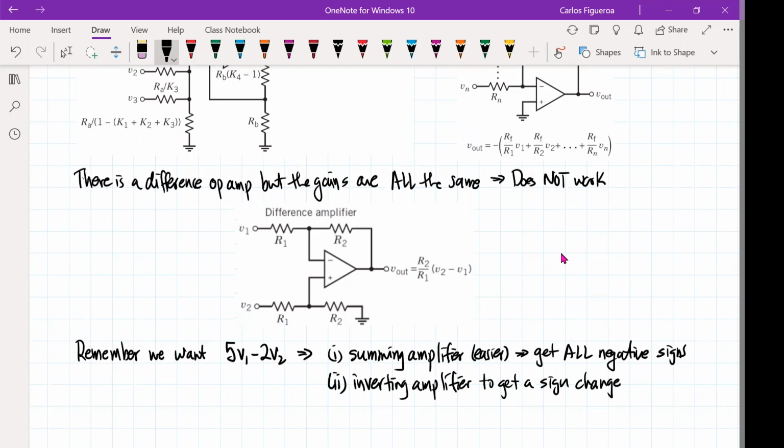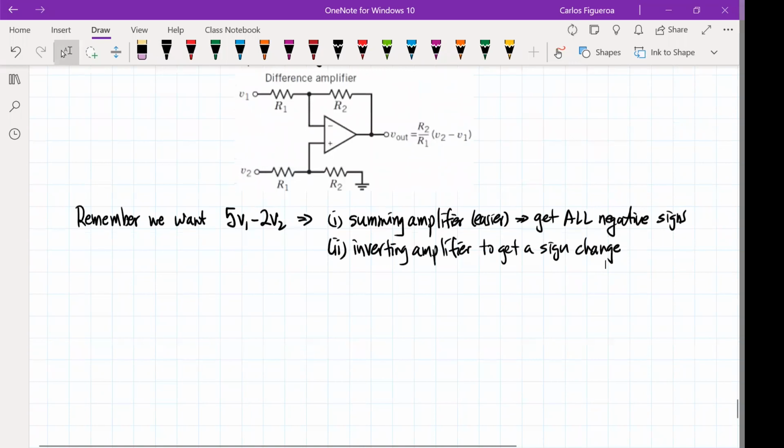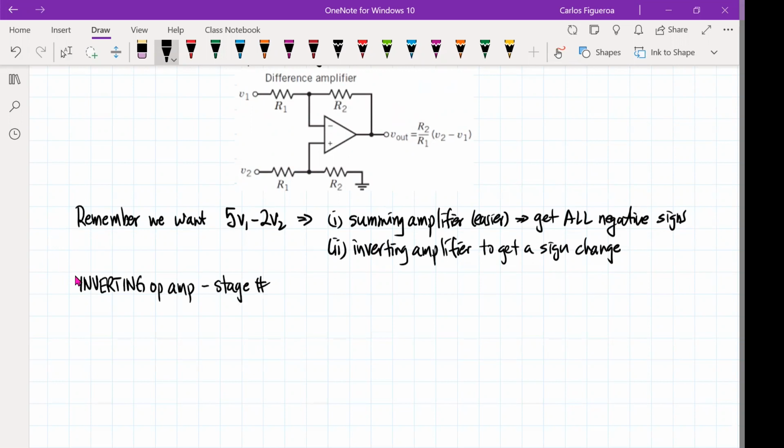Now we've calculated the amplifier in lecture before. So let's go. So I'm going to do this in 2 stages. So the first thing that I got to do here is that I'm going to do this in stages. So I'm going to start with the inverting amplifier. And I'm going to call this stage number 1.